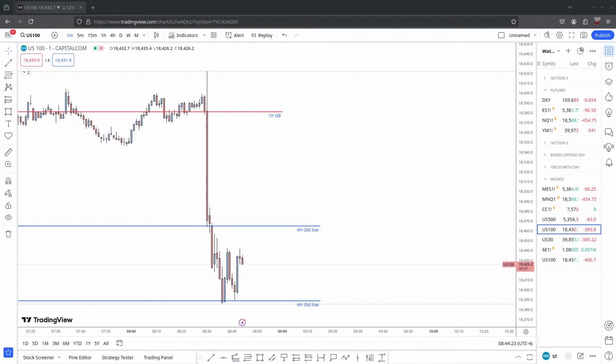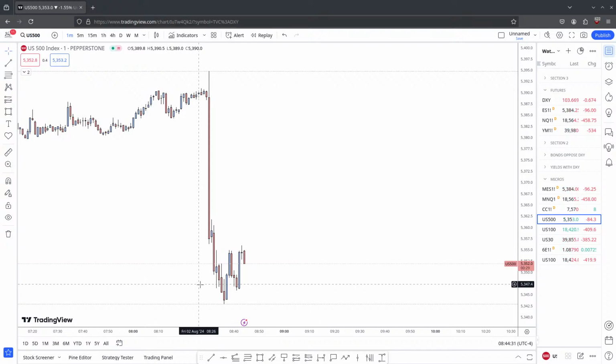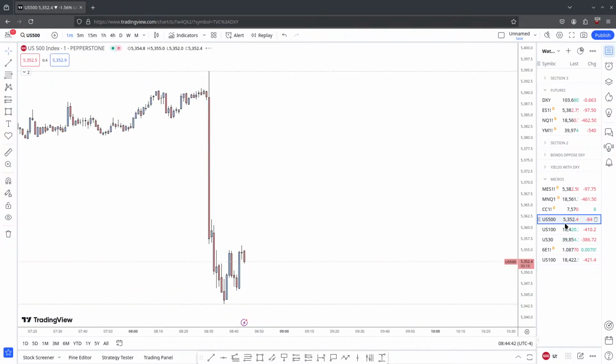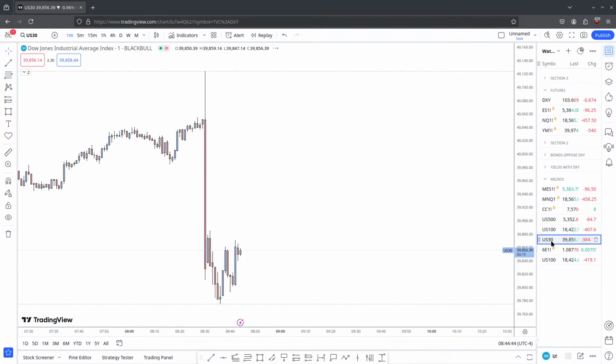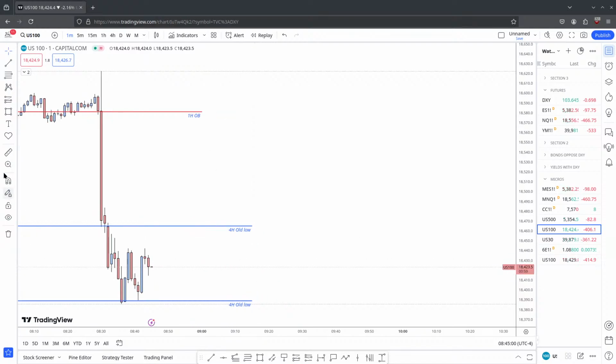US 500. Just go over to US 500 here. Not much to see. Basically trading the same. US 30, basically the same thing. They want to get into this liquidity void. Trade up higher into that liquidity void.